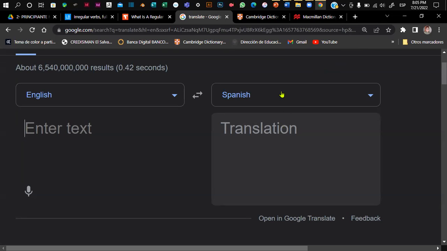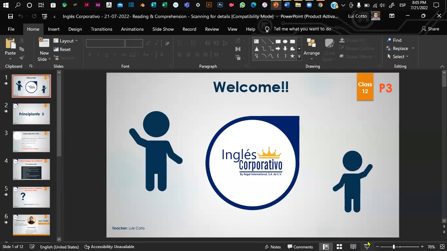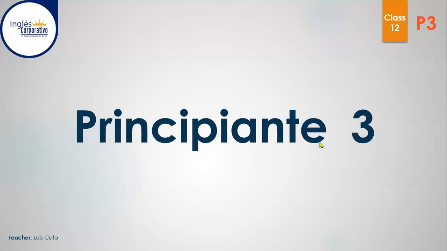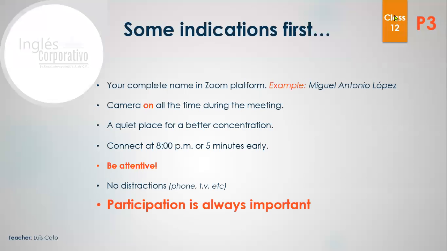Okay, perfect. Today, as the final class, we are going to review something from the previous modules. Are you seeing my screen? Okay, yes, perfect. This is class number 12. Next week, 4 classes more, and so, goodbye, Principiante 3. We are going to finish next week.